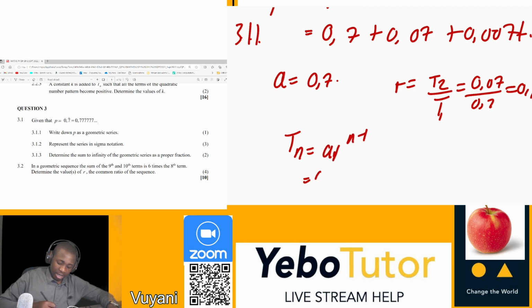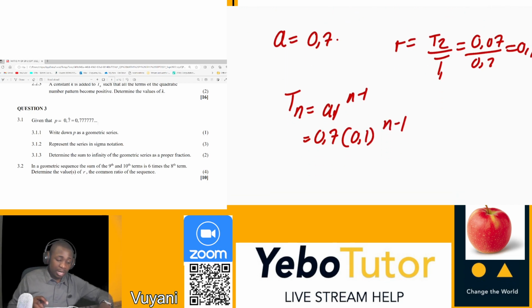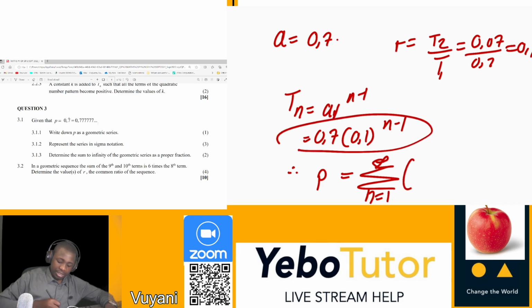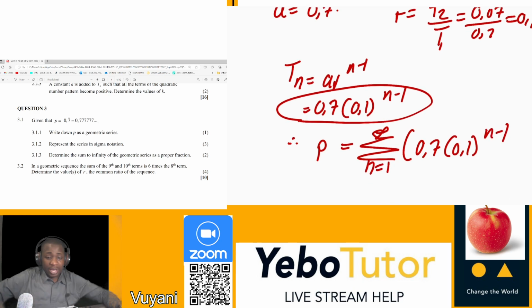So our a is 0.7, our r is 0.1, n minus 1. Then after that, we can now say, therefore, the sigma notation will be P equal to the summation from n is equal to 1 to infinity, because you can see that this is recurring. Then we write our Tn formula there, which is 0.7 multiplied by 0.1 to the power of n minus 1. Then bingo, we are happy to go there.